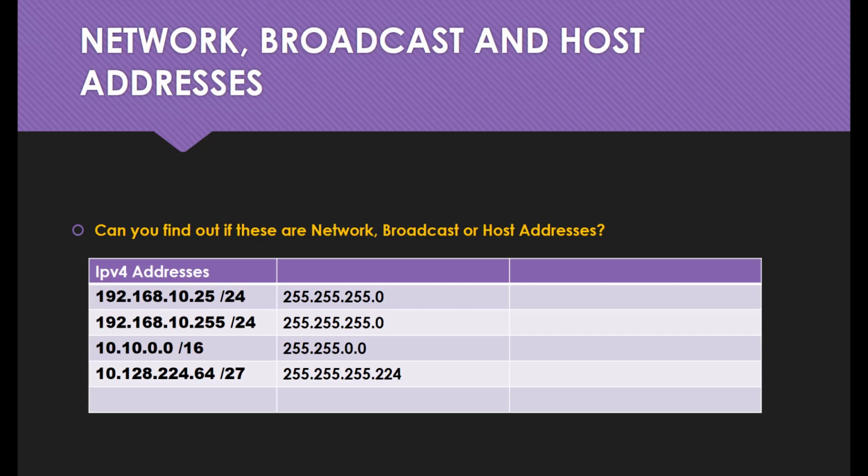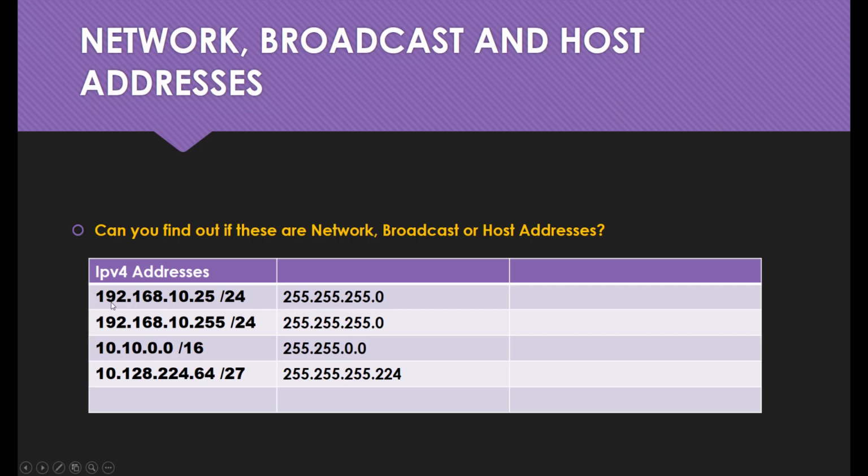Let's try the first one. It says 192.168.10.25/24. So this shows that it's a classful address, and it's a class C address because it's 192 and 24. And we can see from the subnet masks too. From this, we can easily deduce that the first three octets, which are all ones, are the network bits. So we have 192.168.10, which will remain static because they are the network bits.